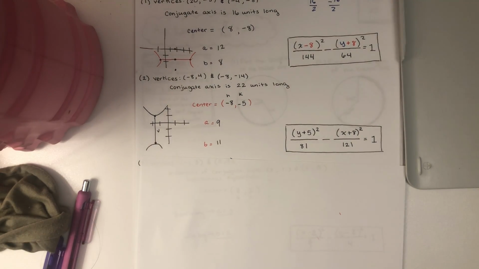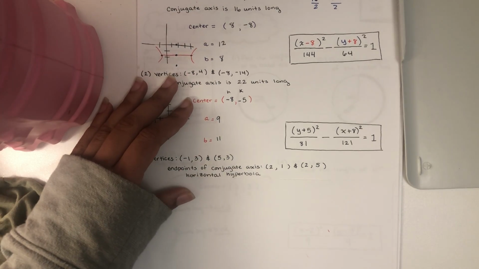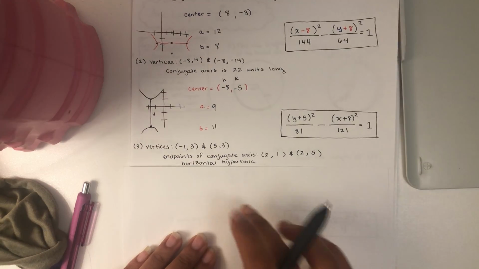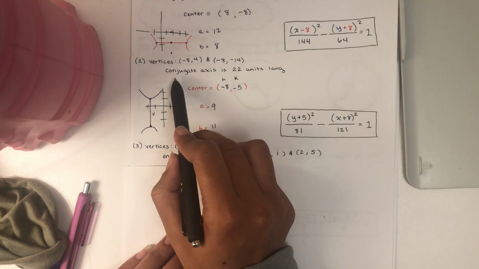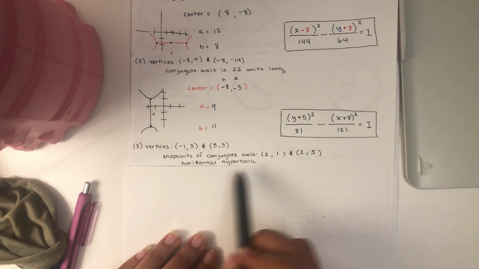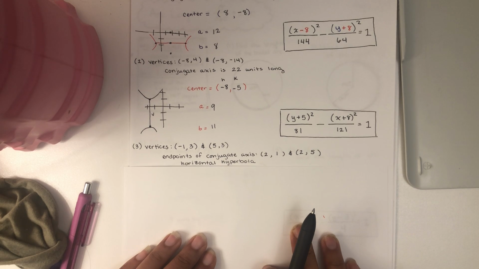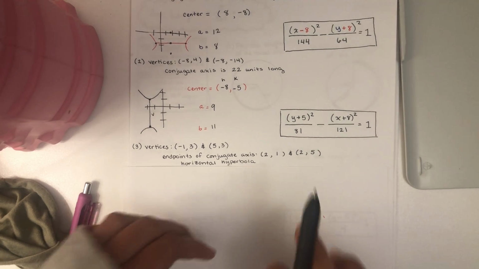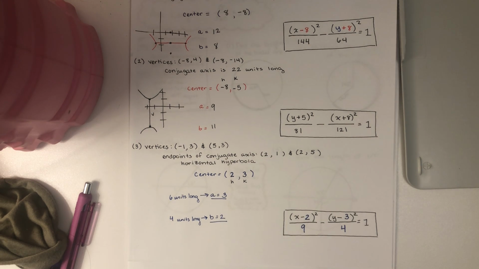Done. All right, last one. This one's a little bit different. You're given the vertices and the endpoints of the conjugate axis. So instead of them telling you how long it was, you have to figure it out. And they're telling you that this is a horizontal hyperbola. So pause the video, give it a shot. All right, and that's it.